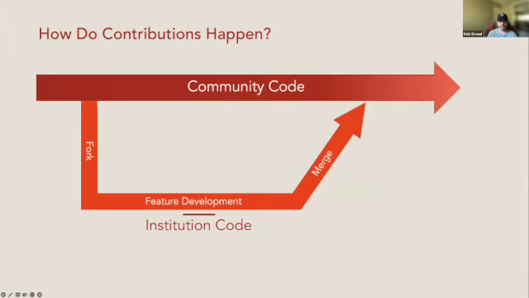Now, how contributions happen specifically with code. Usually, with a Hyrax application or maybe a Hyku application, you would branch off of the main community code base in something called a fork. It's your own copy of that code base. In that copy, you can do feature development and make bug fixes. You can also make any customizations you want to.